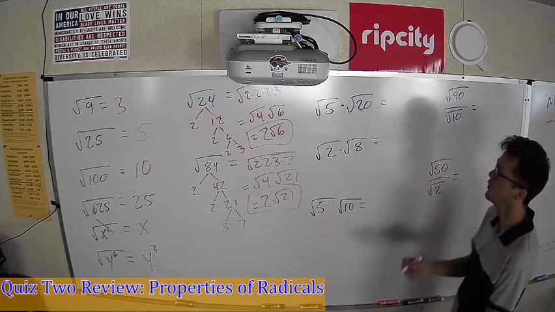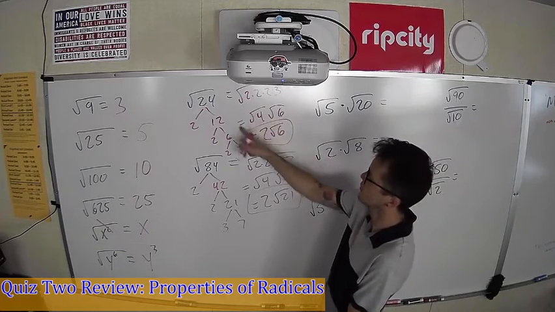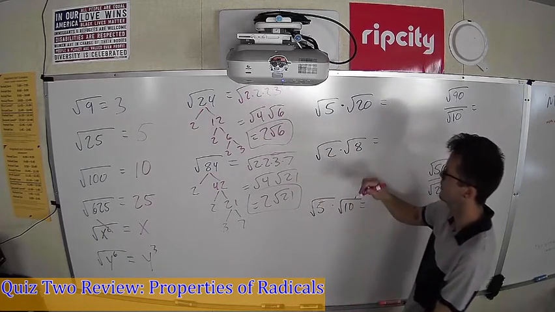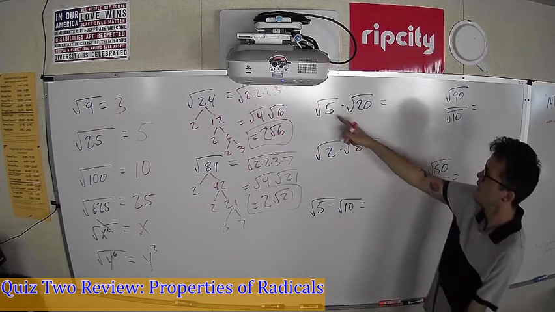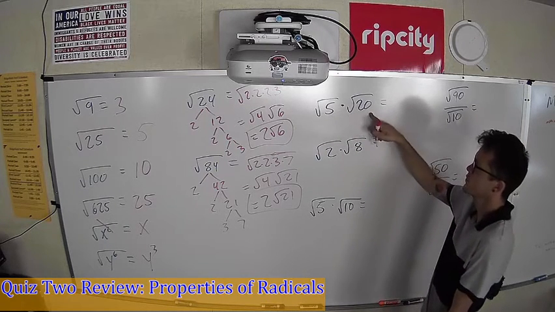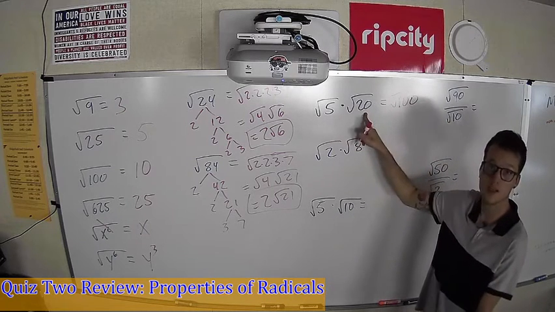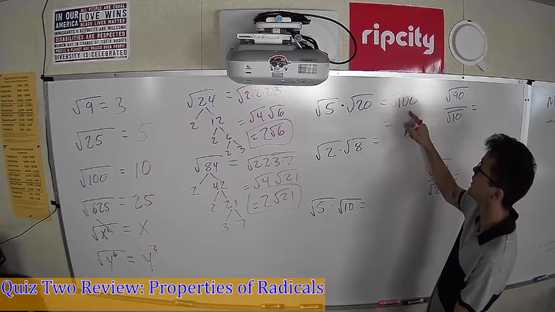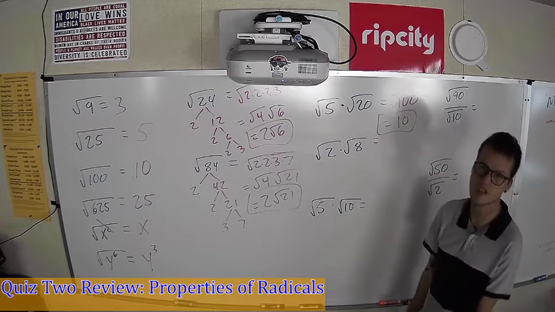Okay, let's talk about multiplying radicals together. We've already actually practiced this. We undid this just a moment ago. So if you understood what was going on there, these will be way easier. The square root of 5 times the square root of 20 is the same thing as the square root of 100. 5 times 20 is 100. And of course, 100 is a perfect square. So the square root of 5 times the square root of 20 is just 10.